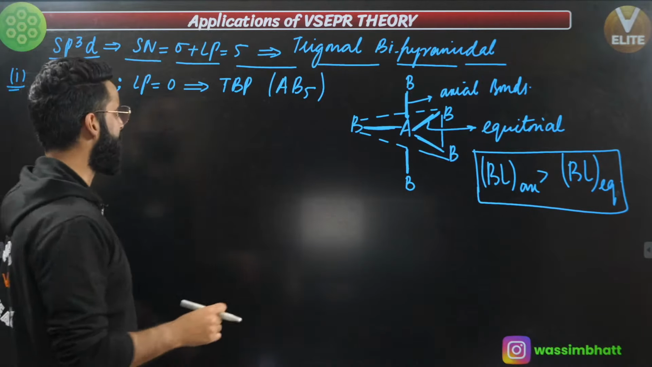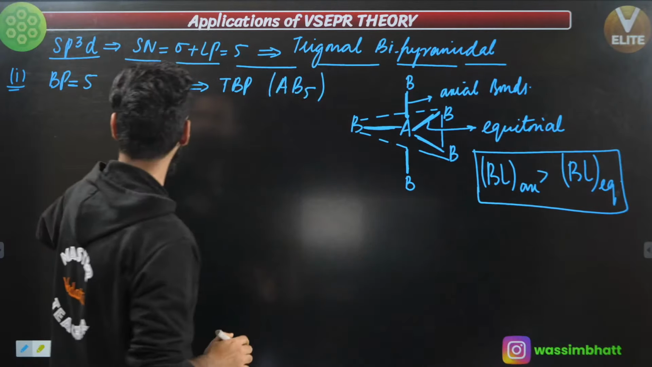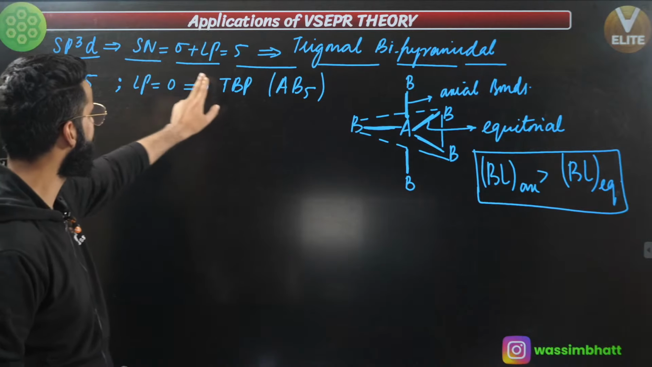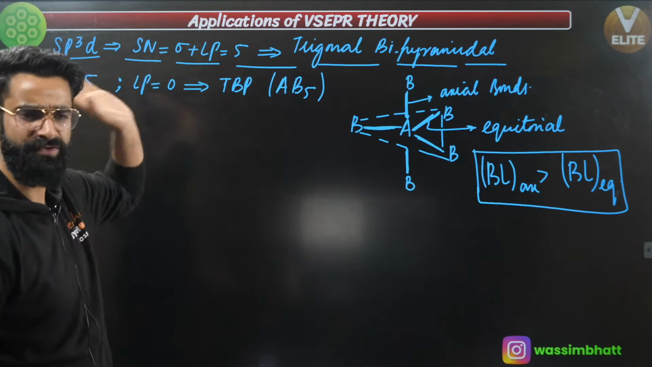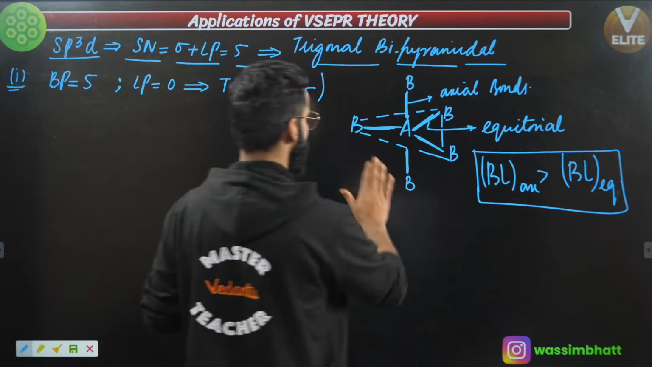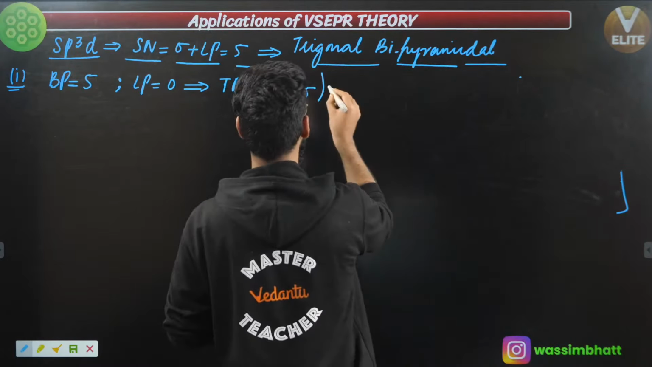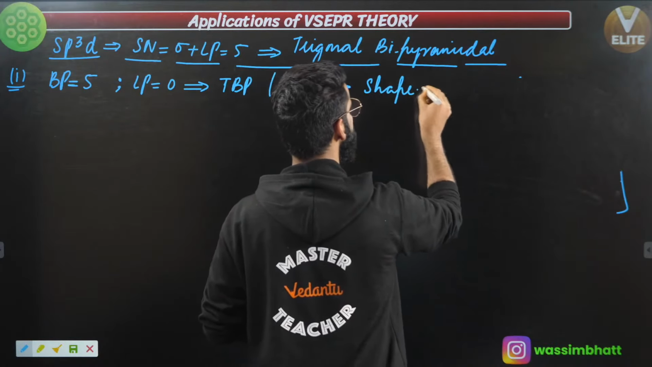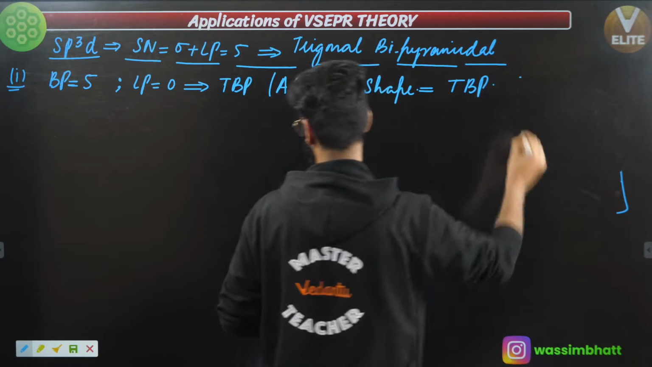Now people, let's try to understand a few more things. I'm sure this part is clear. I have got the molecule in which bond pairs are 5, lone pairs are 0. That means the geometry is trigonal bipyramidal, right? If the lone pairs are 0, that means its shape will also be trigonal bipyramidal, so its shape and geometry are the same. I mean both are trigonal bipyramidal, correct?